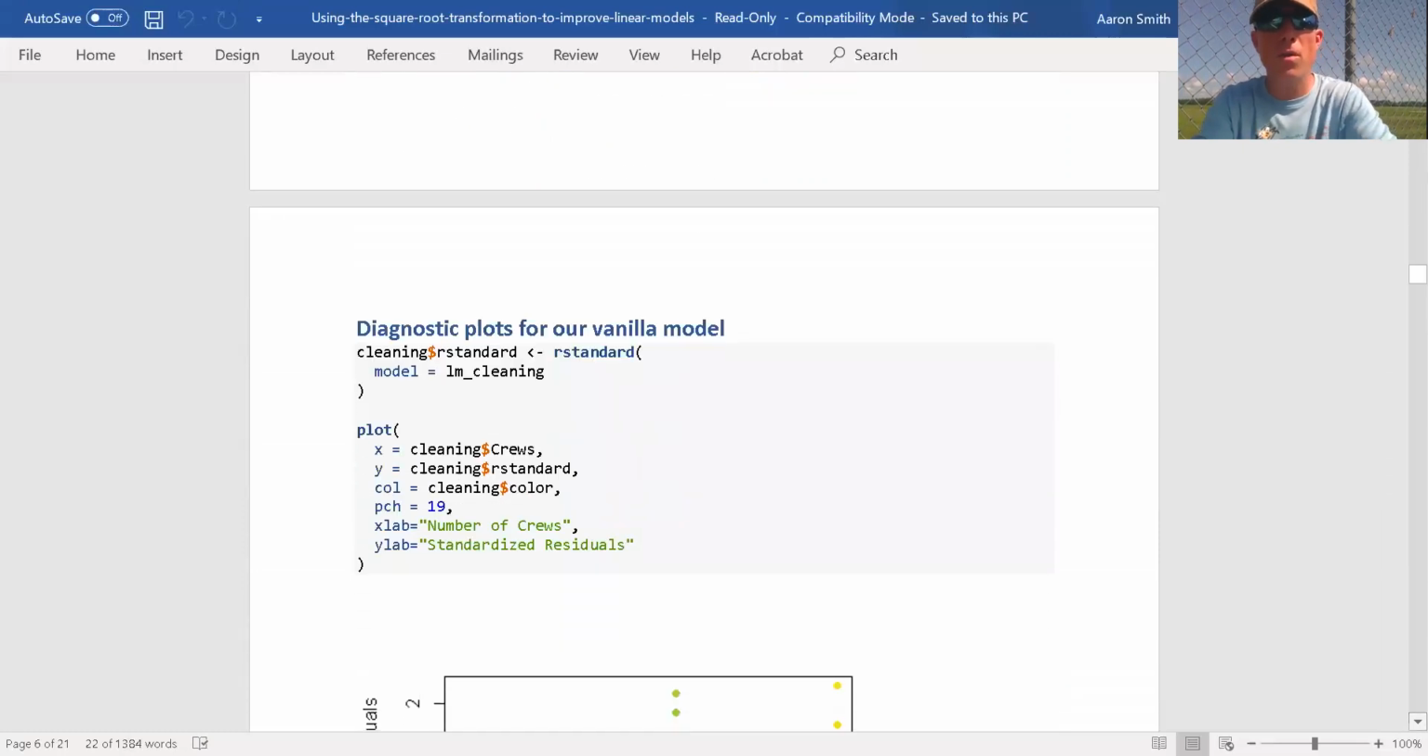All right, so let's go ahead and do our diagnostics. Now, what I call vanilla modeling is anytime I'm just doing regular linear regression. So anytime you hear me just say vanilla, that means I'm doing a linear regression model. I'm not doing anything exotic or that exciting.